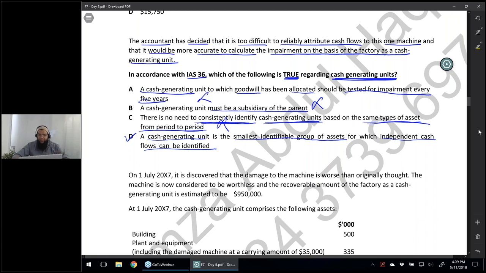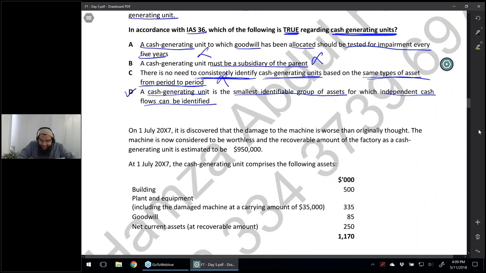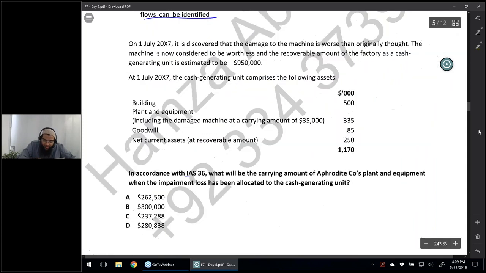Now let's calculate another question. The question's requirement is that in accordance with IAS 36, what will be the carrying amount of the company's plant and equipment when the impairment loss has been allocated to the cash generating unit? So this question again relates to the CGU. The question says that on 1st July 2007, it is discovered that the damage to the machine is worse than originally thought. The machine is now considered to be worthless, which means that it has no value.